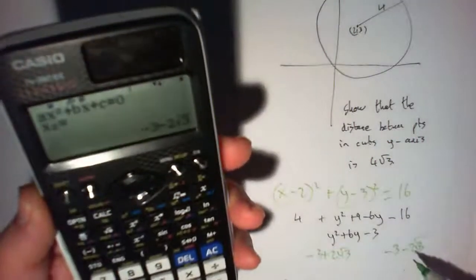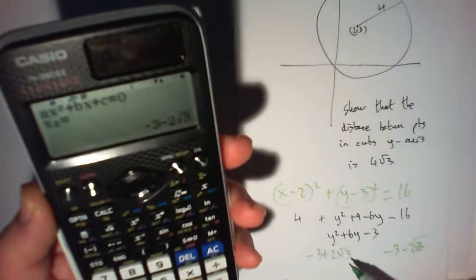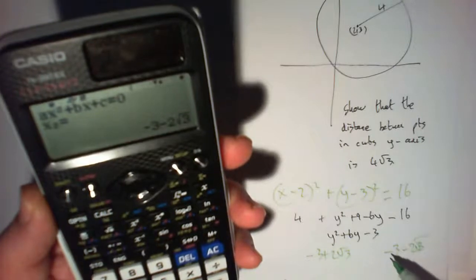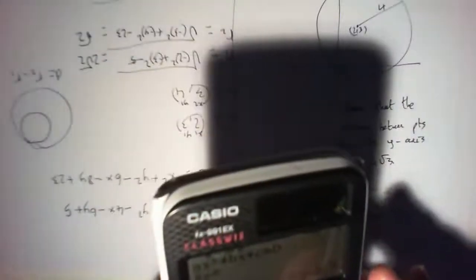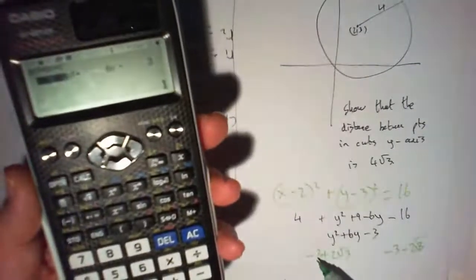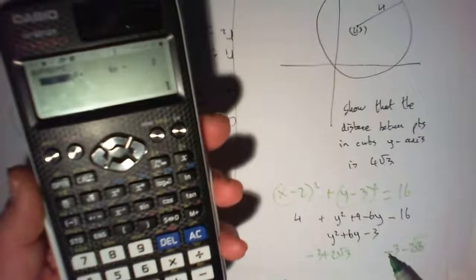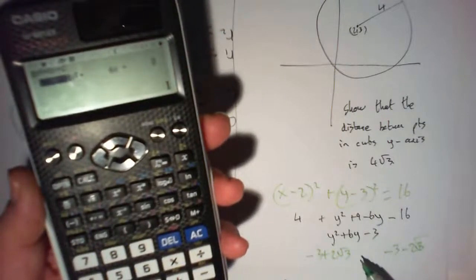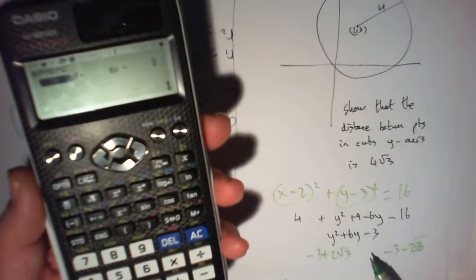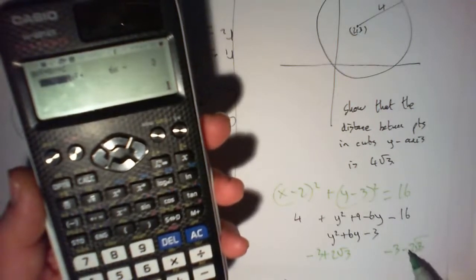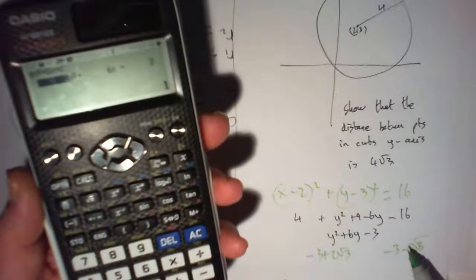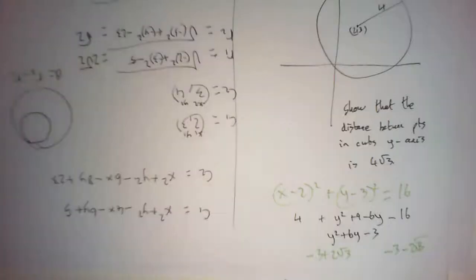You just need to take one from the other. I don't know which one is the bigger one. Minus 3 plus 2 root 3 looks like the bigger one, so I'll take the other from that one. Let's see, do I get it? Well, minus 3 plus 3, which is 0, and then you have 2 root 3 and 2 root 3, which is 4 root 3. I don't even have to do this, do I?